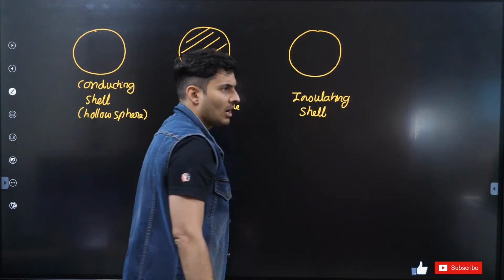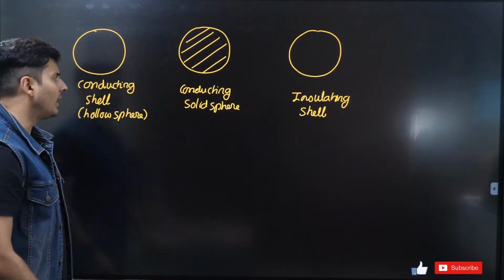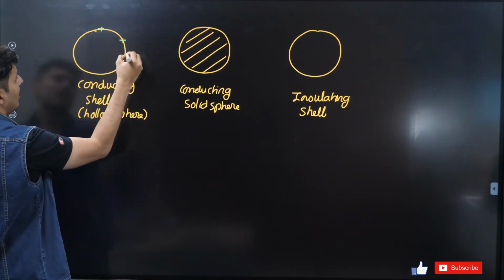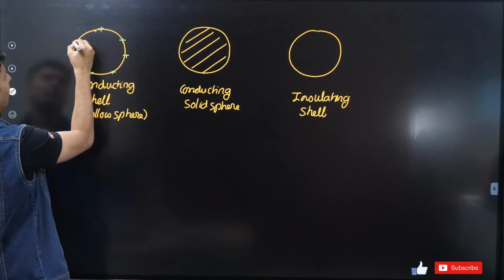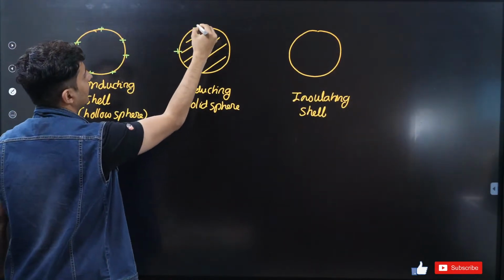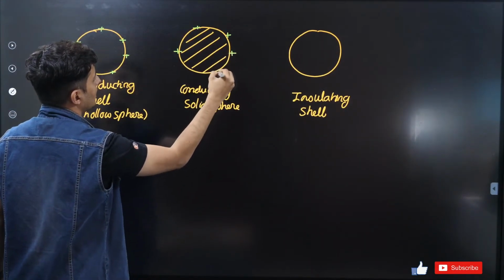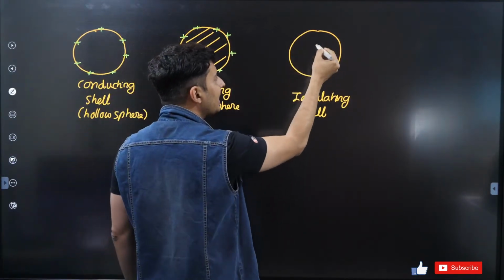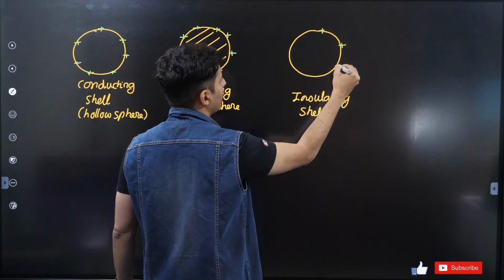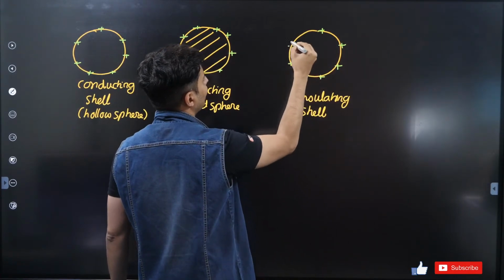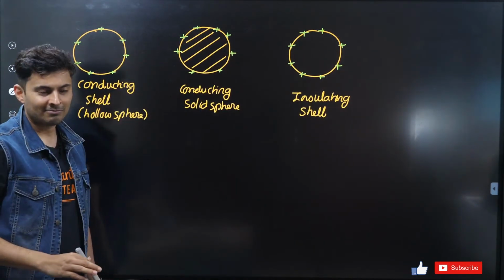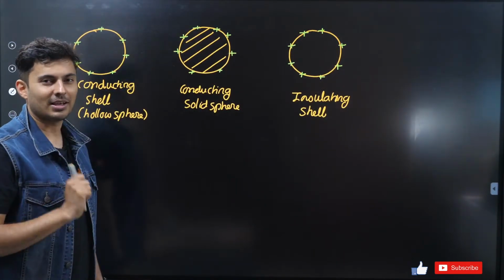in all these three conditions, what you will notice is that the charges are only there on the periphery. On a conducting solid sphere also, the charges are going to be on the periphery. There is nothing inside, the charges have no other place to stay but the periphery. So the distribution of the charges is the same in all of them, hence the formulas are also the same.